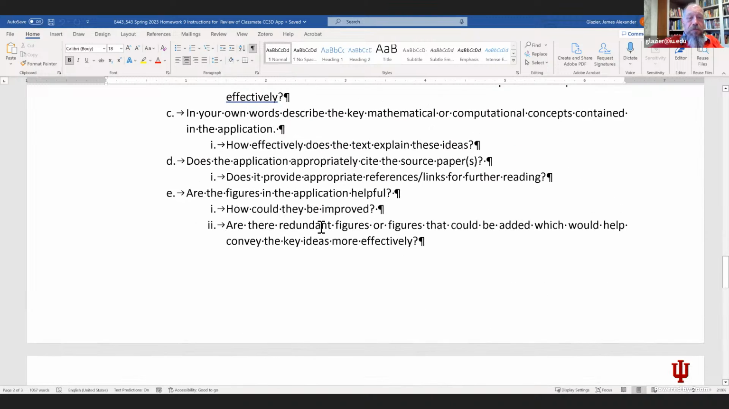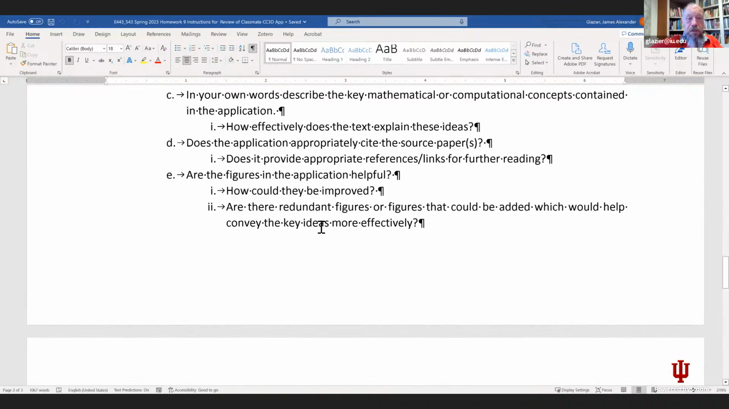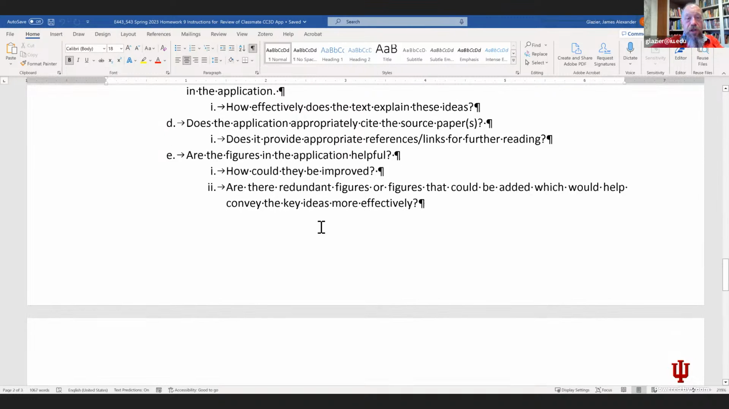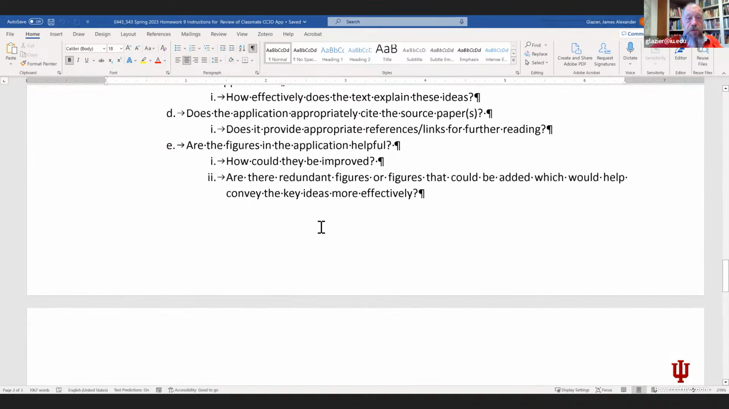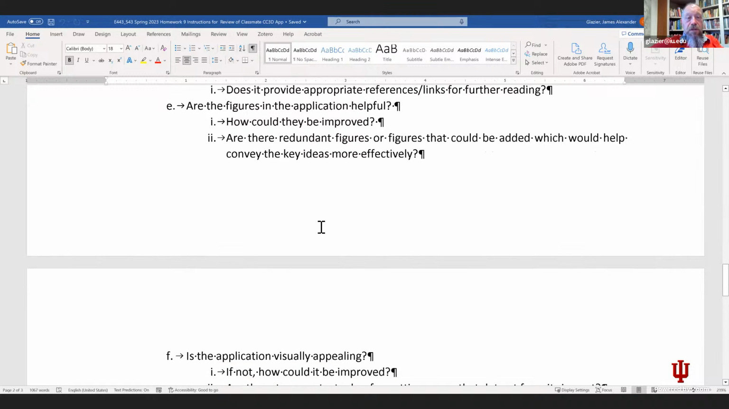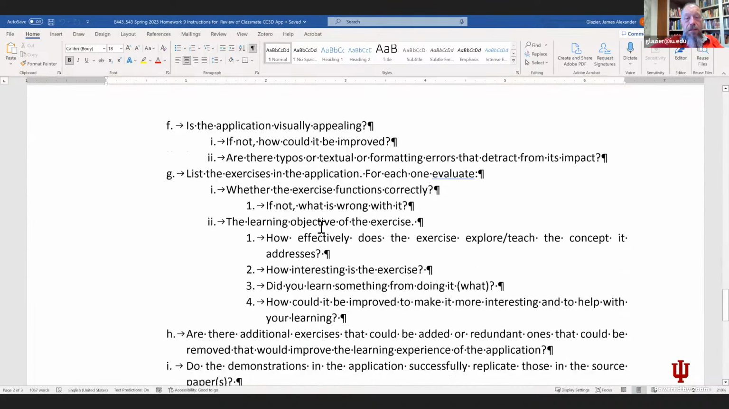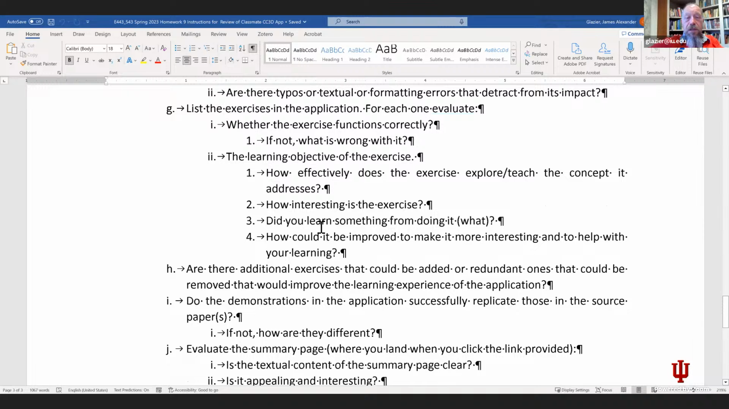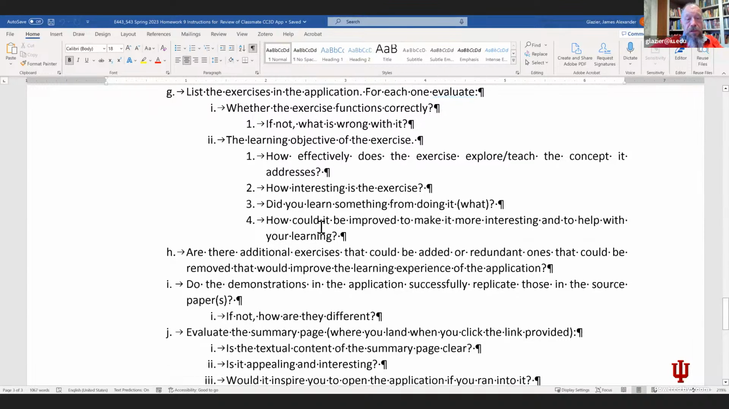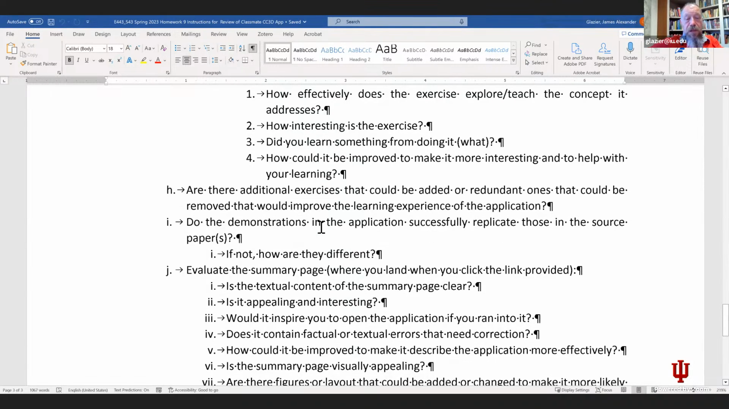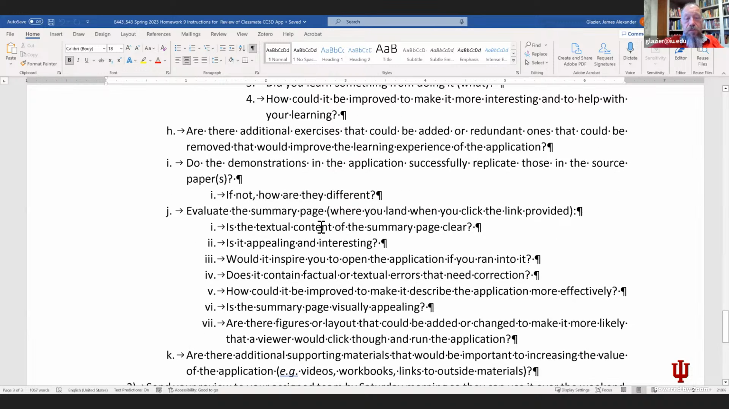Then you might describe what the other team is trying to do mathematically, check whether they've cited the sources appropriately, and whether the figures they use to support their material are appropriate. Are the exercises interesting and useful in terms of the learning objectives? Are there enough of them? Are some of them redundant? If you're doing a replication of a paper, is that replication successful?